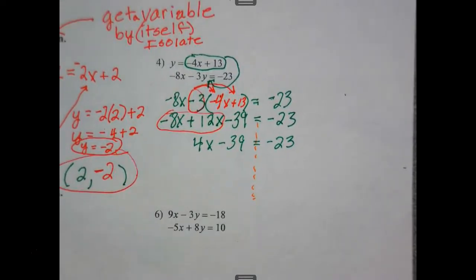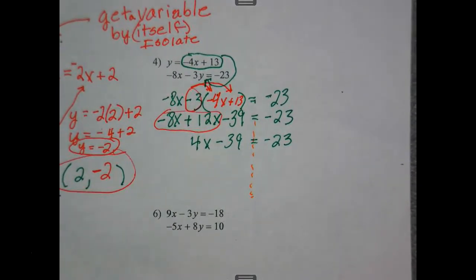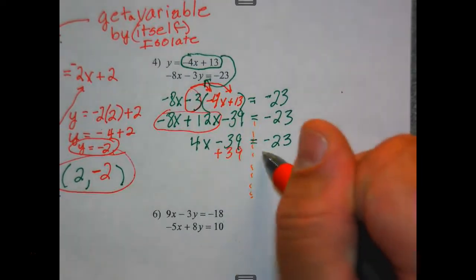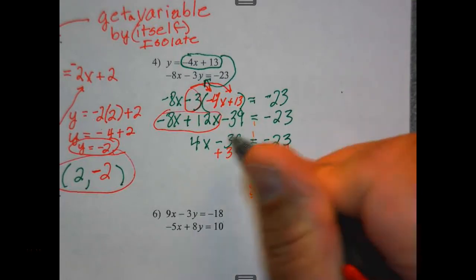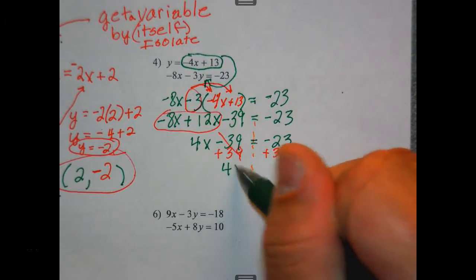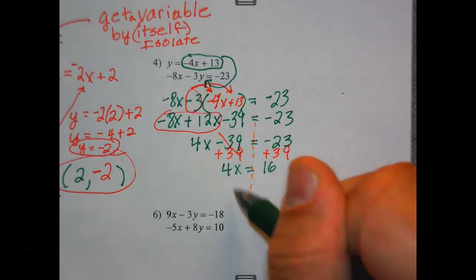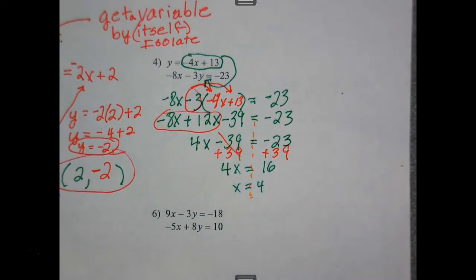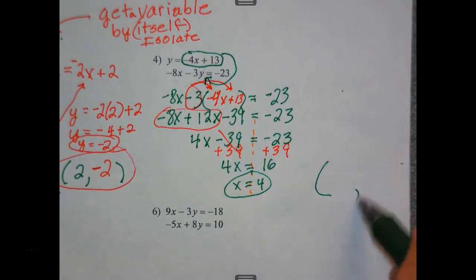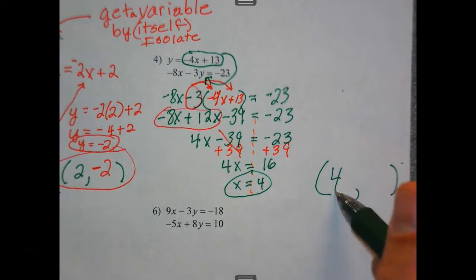No, this is our note sheet. Add 39 to both sides. 4x equals 16. So what does x equal? So again, we're going to have a point where my x equals 4.